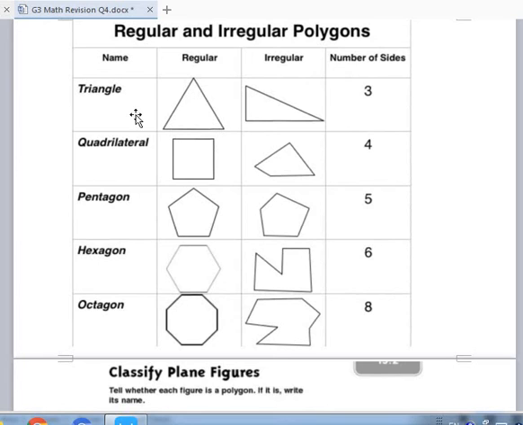This is a quadrilateral. It means that it has 4 sides. Regular means that all sides are equal in length. Irregular, different side lengths. Pentagon, 5 sides. Here an irregular pentagon. Hexagon, do you remember, 6 sides? This is a regular hexagon and this is an irregular hexagon. Here I have an octagon. All sides are equal in length, so it's called a regular octagon, and here it's not regular, it's irregular. 8 sides and 8 angles too.